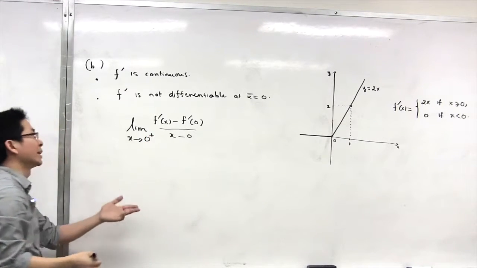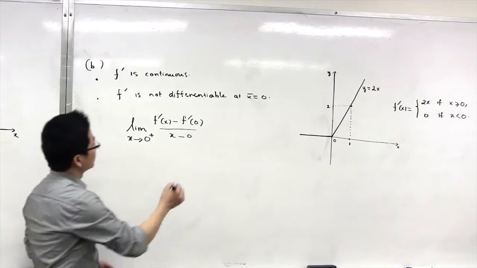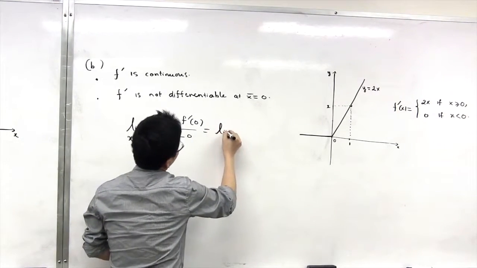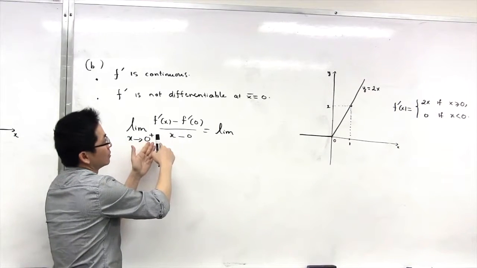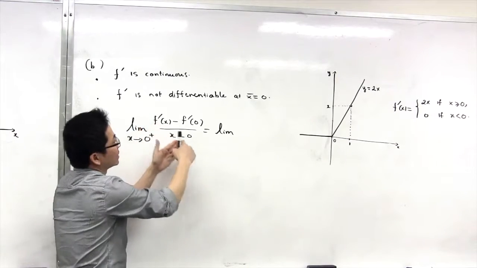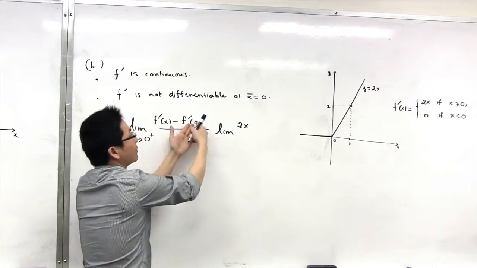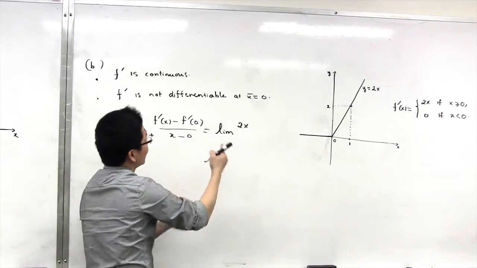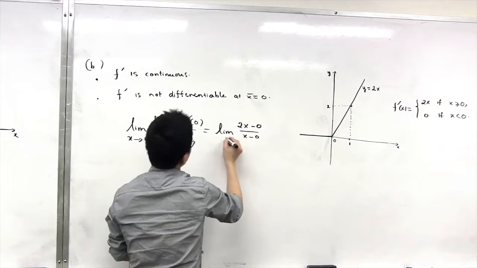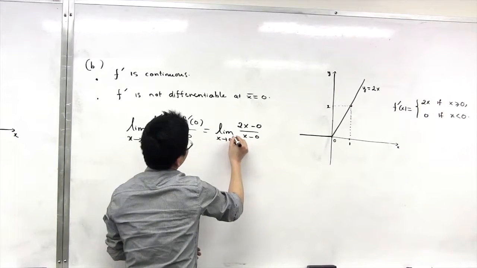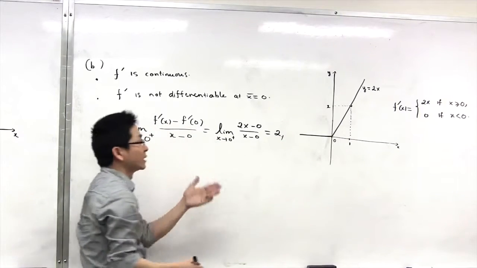So at first, we look at this limit as x approaches 0 from the right. So over here, you know that x is greater than 0. So f prime of x is equal to 2x. And as you can see, f prime of 0 from the formula over there is equal to 0. And you can easily see that this limit is equal to 2.